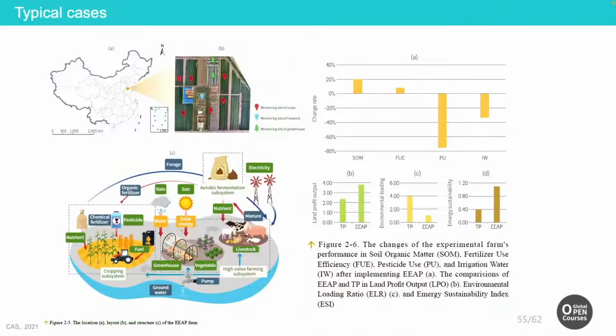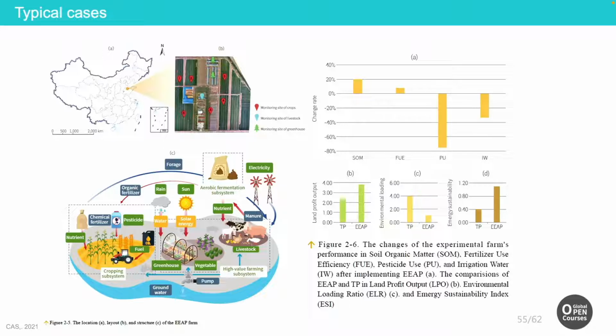The EEAP consists of a cropping subsystem, a high-value farming subsystem, and a fermentation subsystem, tested out on a 15-hectare farm. The cropping subsystem produces the grain and provides feed for livestock, and the application of organic fertilizer improves soil sustainability. The high-value farming subsystem provides nutrition-rich and high-value cash crops and livestock products. Meanwhile, it provides the source of organic fertilizer for crops.